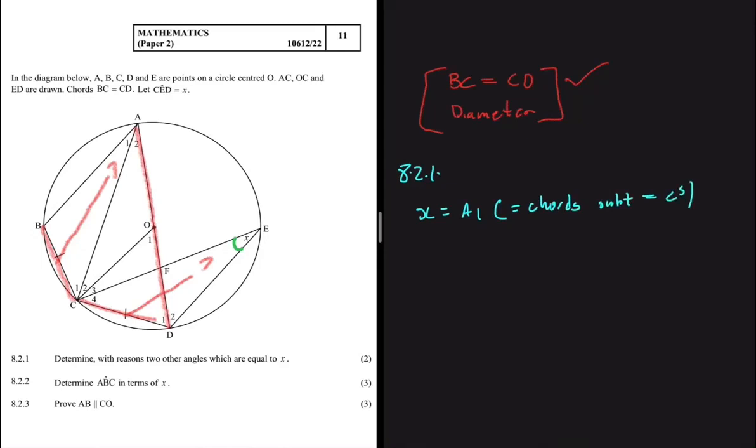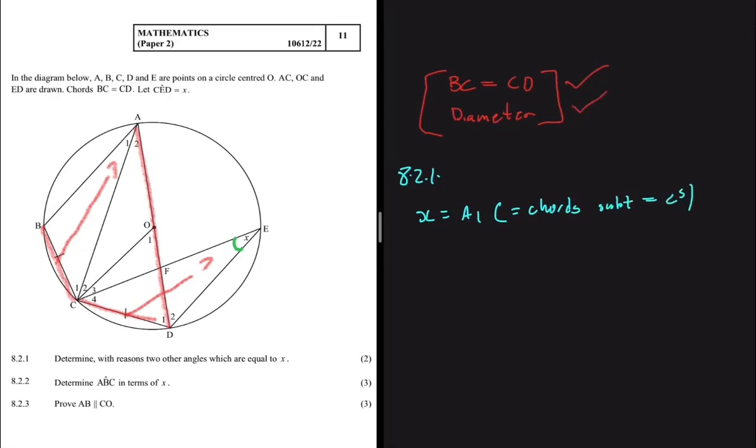Now let's look at our second keyword, diameter. What do we know about a diameter? All we know is that it subtends an angle on the circumference of a circle of 90 degrees. So this here is 90 degrees, but that's all we know, nothing else. So let's go back to our first keyword and see how we can use the chord to find another angle which is equal to X.